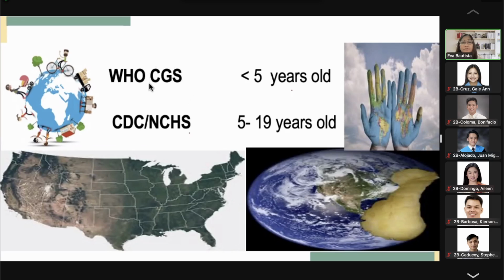So for less than 5 years old, we generally use the World Health Organization growth charts. And for 5 to 19 years old, we now use the US CDC.